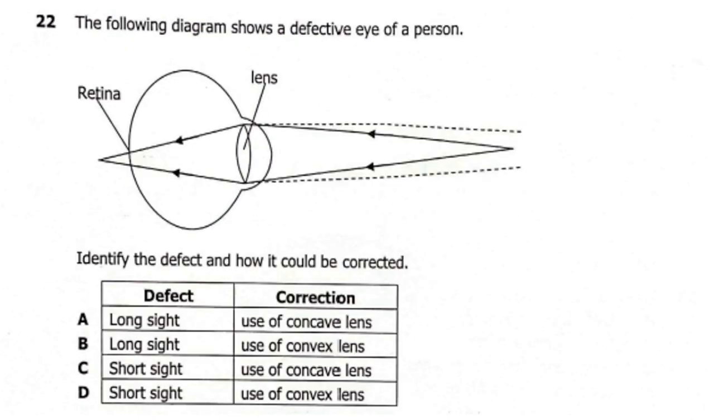Question 22. The following diagram shows a defective eye of a person. Identify the defect and how it can be corrected. A. Defect, long sight. Correction, use of convex lens. B. The defect is long sight. The correction is use of convex lens. C. The defect is short sight. The correction is use of concave lens. D. The defect is short sight. Correction is use of convex lens. Here, the correct answer is B. The defect is long-sightedness, and to correct long-sightedness, we use a convex lens.